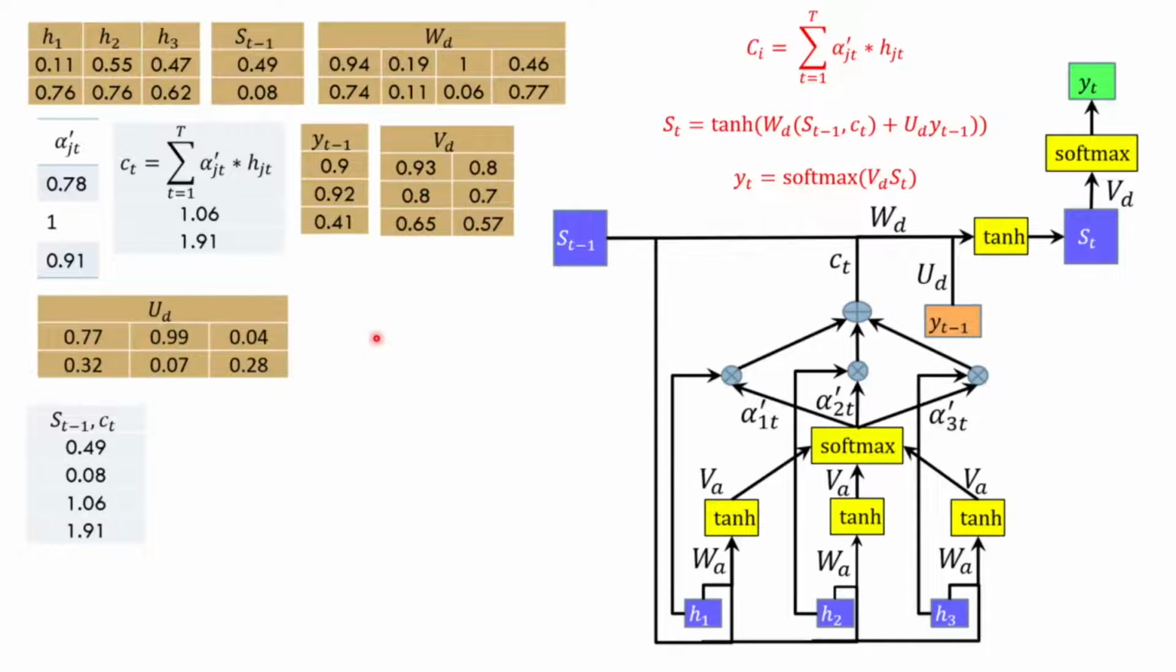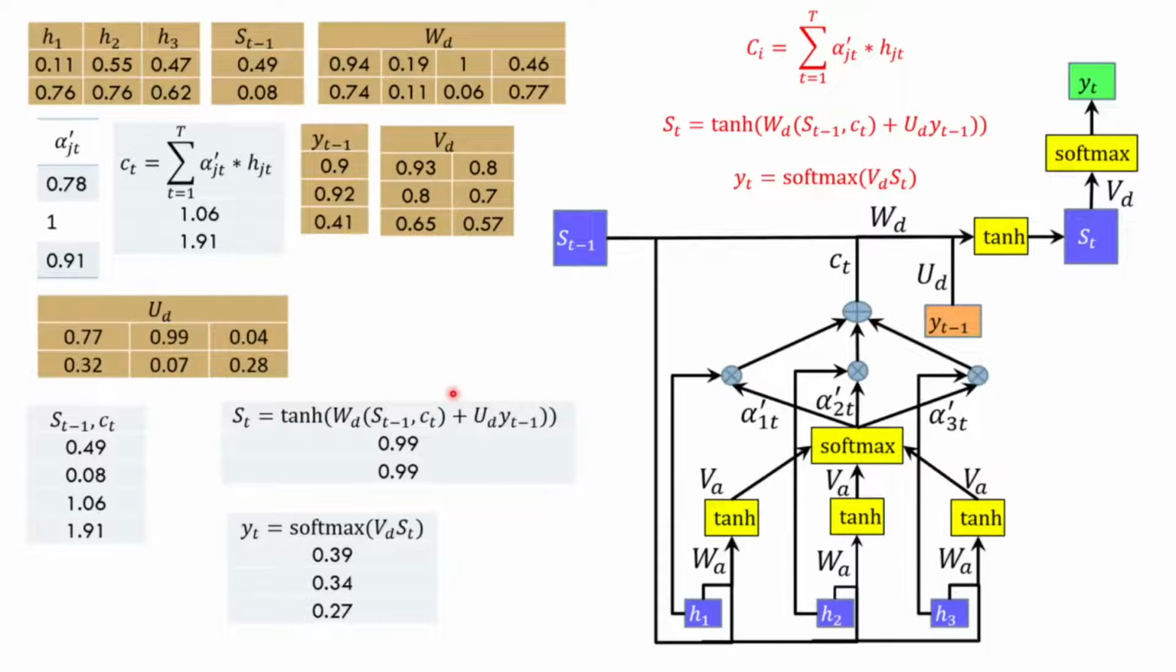Now we concatenate S_{t-1}, the previous hidden state, and the context vector C_t, and pass it through a linear layer parameterized by weight matrix W_t, and then a linear layer parameterized by weight matrix U_t. This combined output is fed to the tanh function, which gives us S_t, and this S_t output is passed to another linear layer V_D through a softmax activation function to give the final output y_t. Everything else is the same, just the way attention scores are computed.